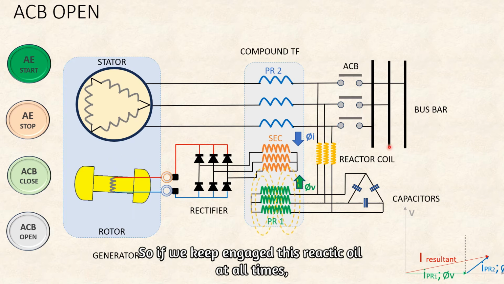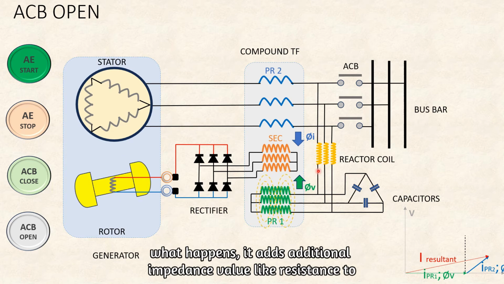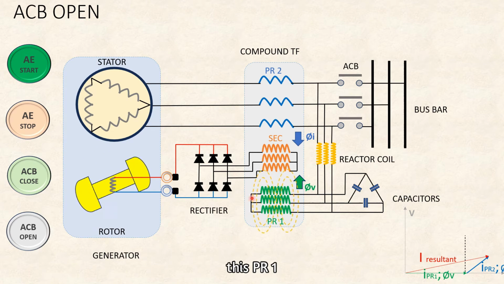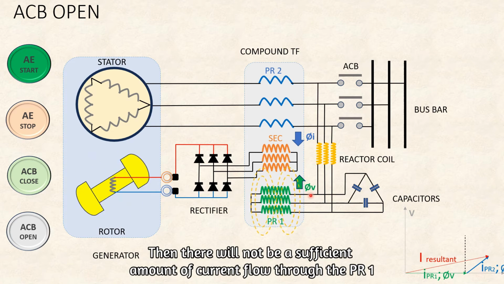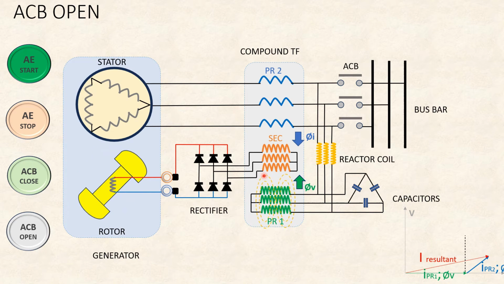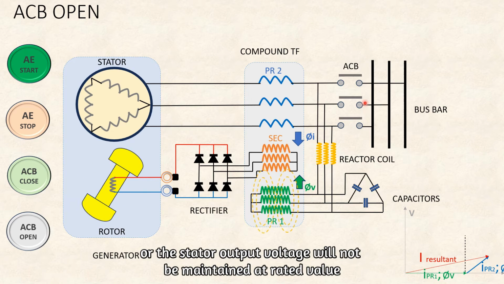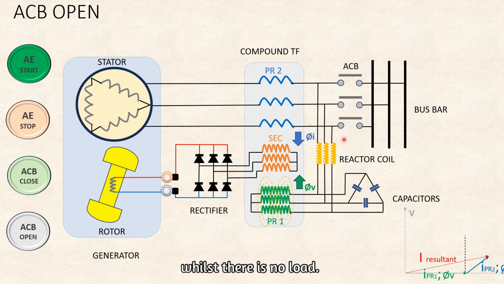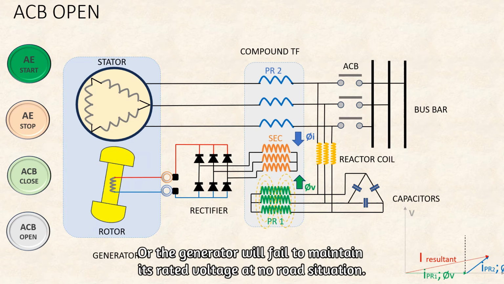So if we keep this reactor coil engaged at all times, what happens? It adds additional impedance, like resistance, to this PR1 circuit. Then there will not be a sufficient amount of current flowing through the PR1 winding, and thus the stator output voltage will not be maintained at rated value while there is no load, or the generator will fail to maintain its rated voltage in a no load situation.